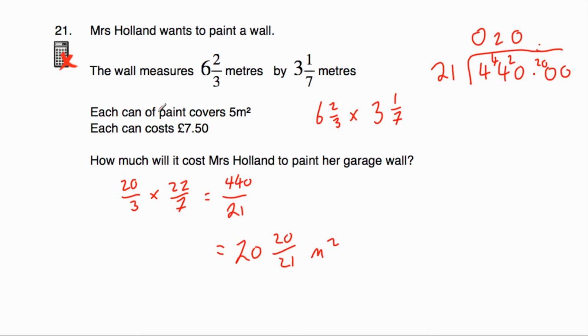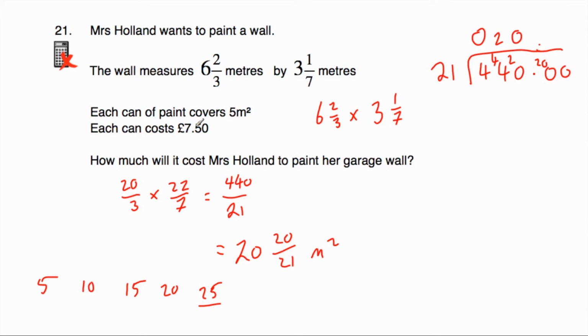Now the question says each can of paint covers 5 square meters. So if we had 4 cans of paint, that would only cover 20 square meters. This is over that. It's actually nearly 21 square meters. So that means that Mrs. Holland's going to need 5 cans of paint, because 5, 10, 15, 20, 25 square meters. She's going to need 5 cans of paint. 4 cans of paint wouldn't be enough.